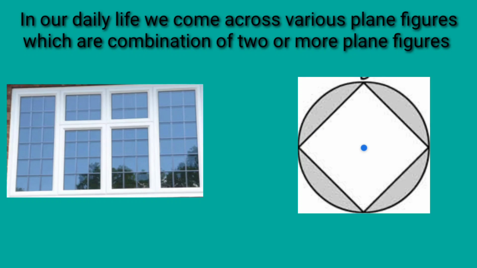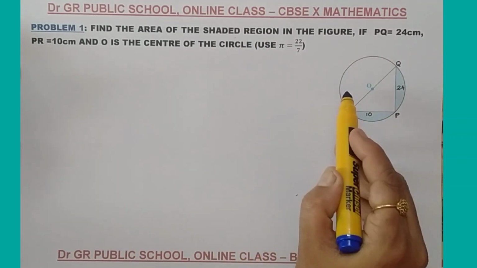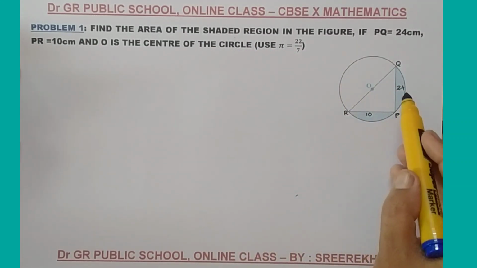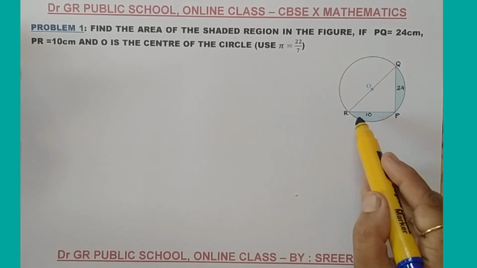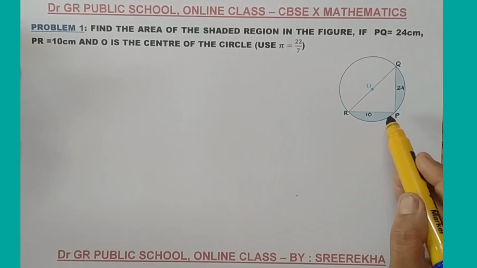After doing problems, you will get a clear idea. Okay, now we can start with the problems in this section. Find the area of the shaded region in the figure. A figure is given here. You are asked to find the area of the shaded region. I think you can see what the shaded region is in the figure.